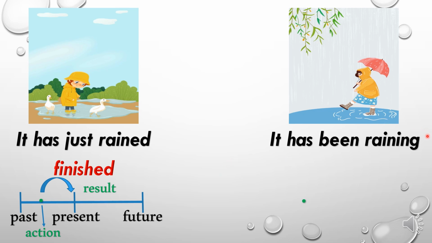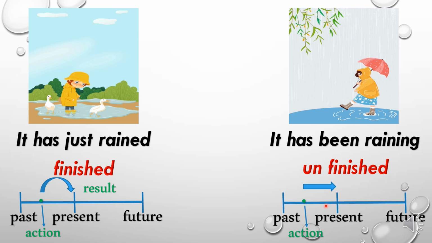Look here. It has been raining. It's an unfinished action. حدث غير منتهي. So the action happened in the past and continues up to the present. هو الحدث حدث في الماضي واستمر إلى الحاضر، زي ما احنا شايفين، تشتي كان إلها يمكن ساعة وما زالت تشتي لحتى الآن.